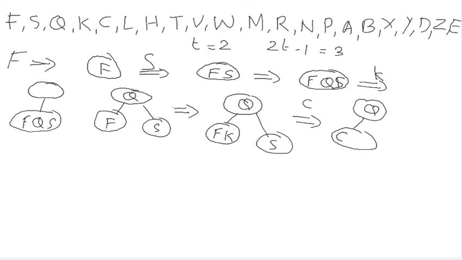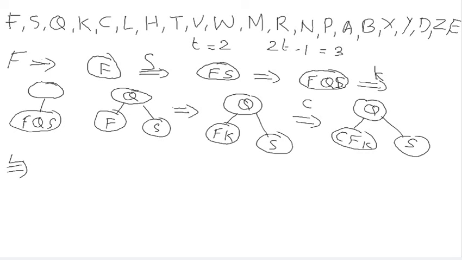Next input is L. You need to insert L. So how will you insert L? When L comes, you will start from Q. Then you have reached a node CFK, that is a full node. So you need to split that full node. How will you split this? You will find the median, and that is moved to its parent.